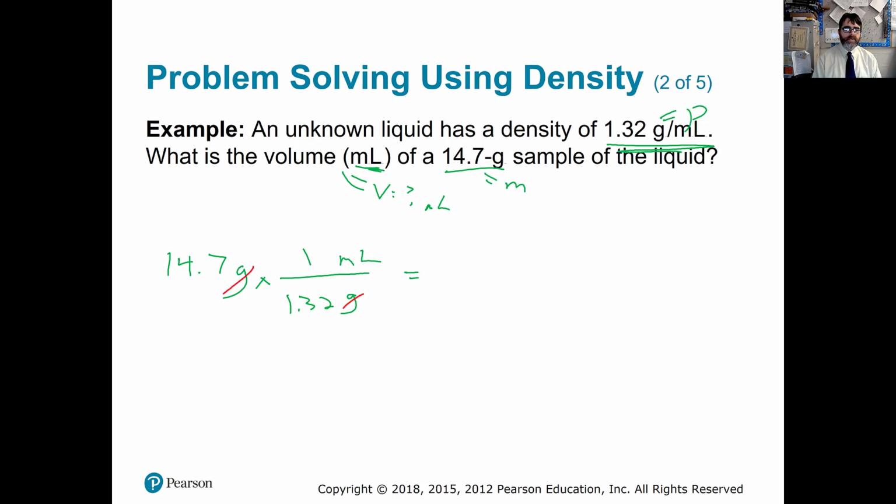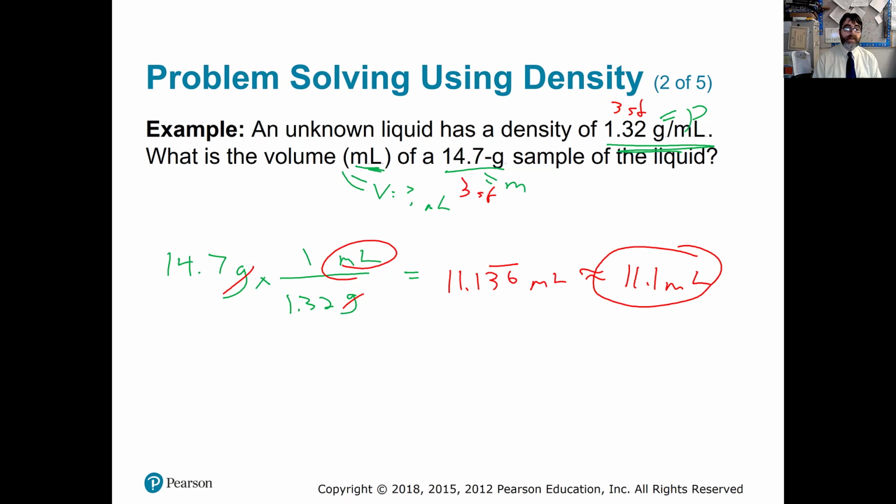Grams cancels with grams, we're left with milliliters, so I know I have it set up properly, and then when we do that division, I get 11.136 with the 3/6 part there, repeating milliliters. Well, we've got 3 sig figs here and 3 sig figs here, so our final answer needs 3 sig figs, so that's going to come out to be 11.1 milliliters.